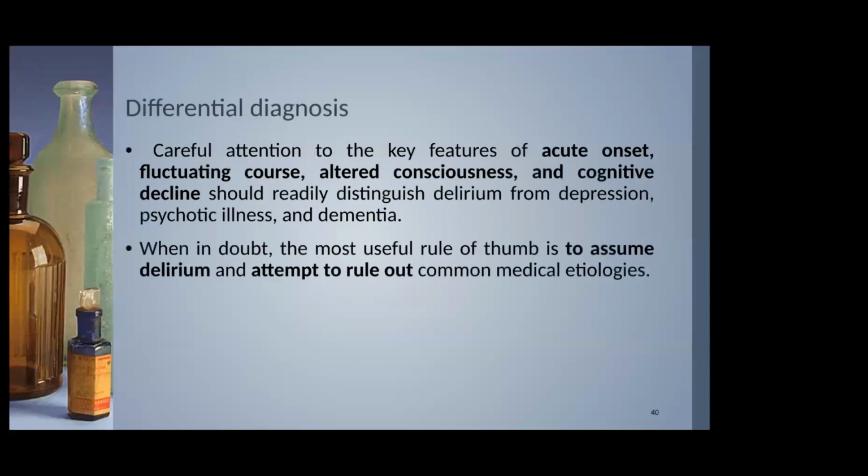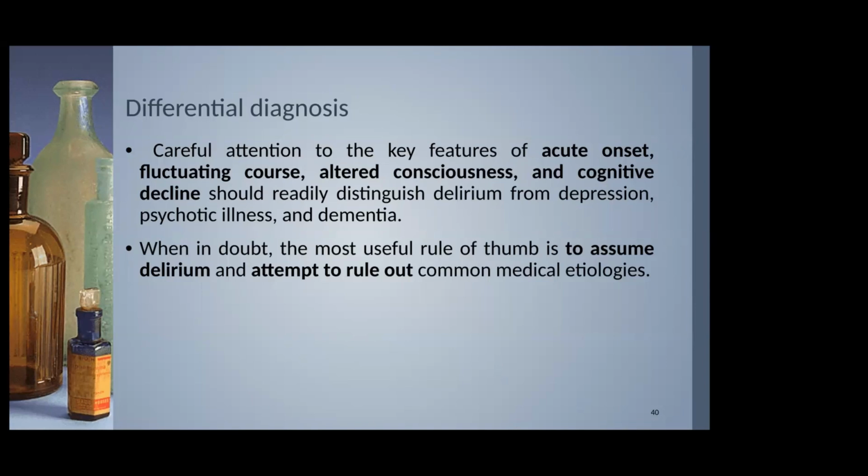Careful attention to the key features of the acute onset, the fluctuating course, altered consciousness, and cognitive decline should readily distinguish delirium from other conditions like depression, psychotic illness, or major neurocognitive disorder or dementia. So the rule of thumb here is to assume delirium and to attempt to rule out common medical etiologies. If you are in confusion whether the patient is in a delirious state or not, the best way is to put delirium as a working diagnosis and to attempt to rule out common medical etiologies.